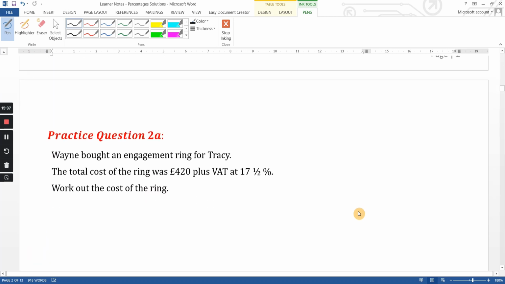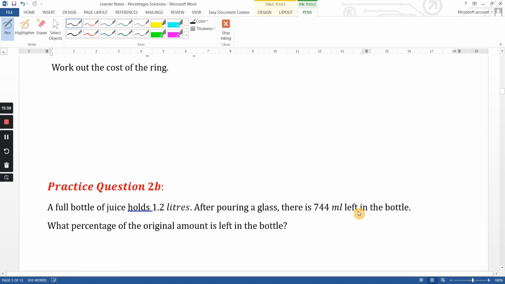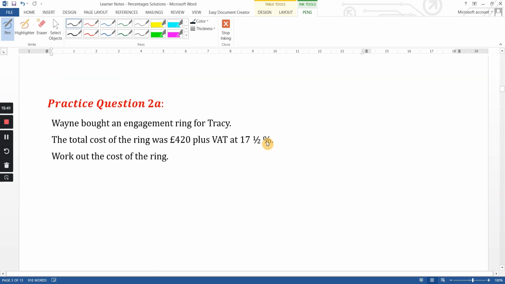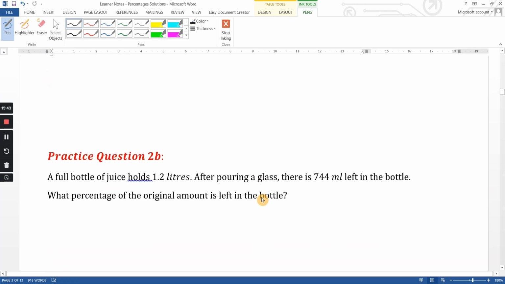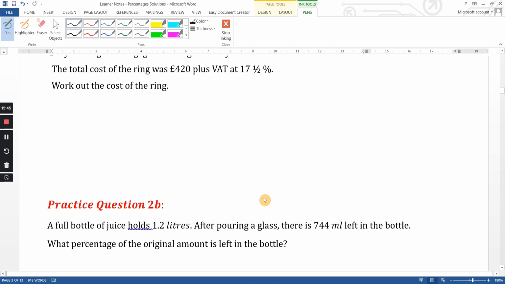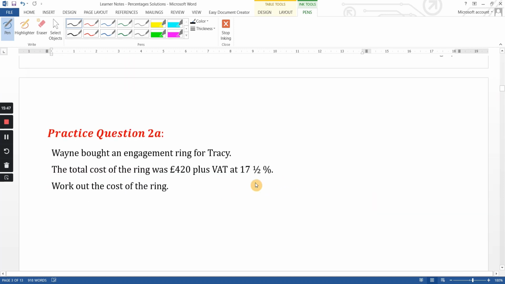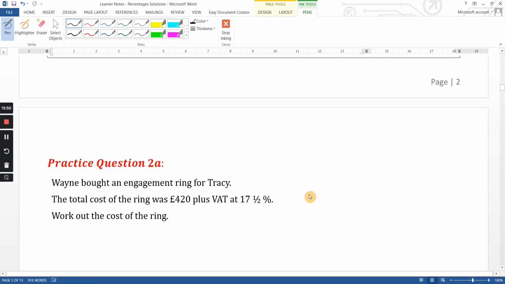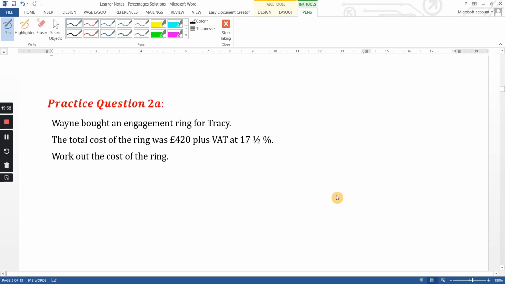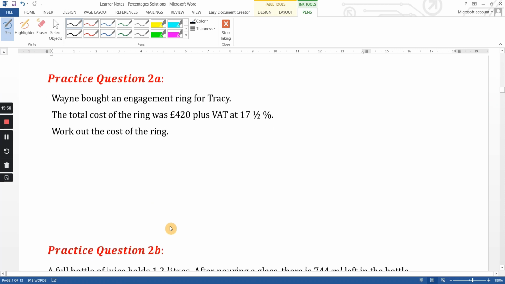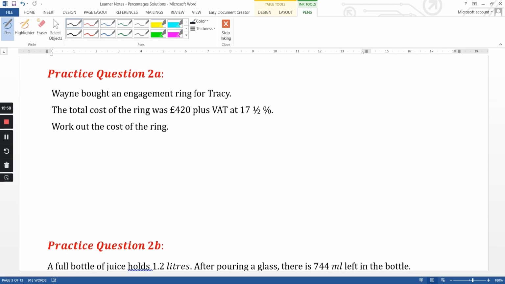Just to practice those then, do try the next ones yourself. Let's do these with the calculator, so you might as well do it with the calculator. If you really want to challenge yourself, you can try it without, but these are all functional skills style questions really. So just pause the video. When you're ready, unpause it. Let's go through these answers then.